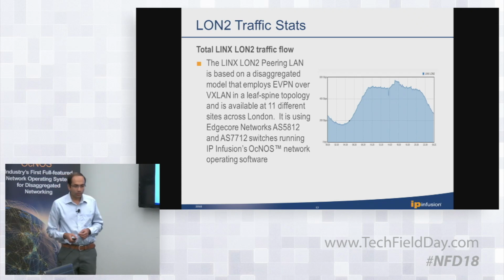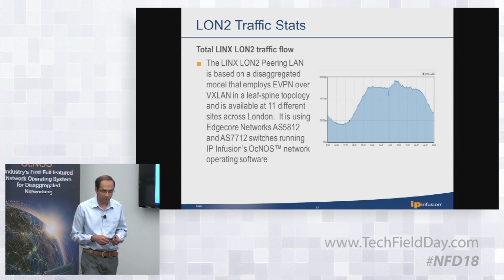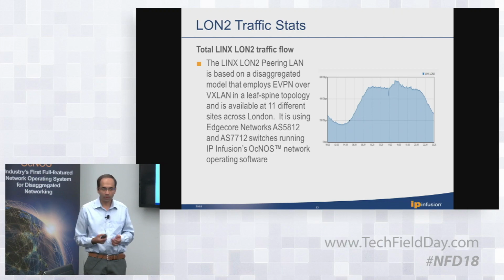With that, I want to leave you with this final thought, which is that London 2 is fully migrated across 10 data centers, and the peak traffic rate that you see is around 600 gigabits per second running on these. So it's a good solution for us and overall for the industry.